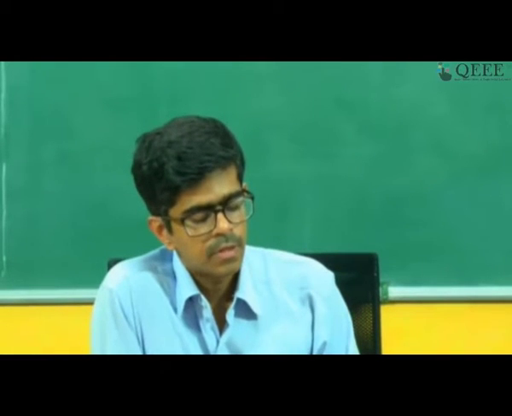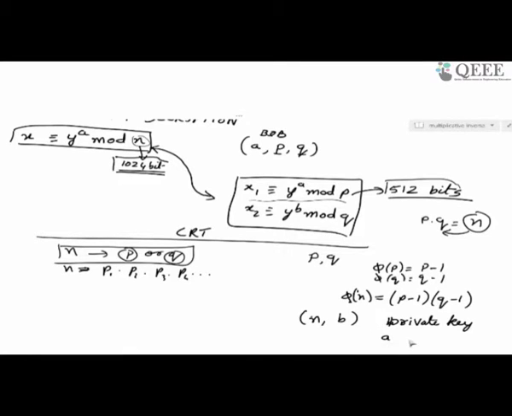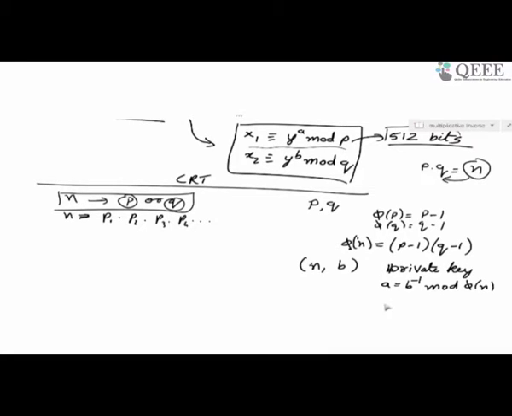Now he knows the public key part, which is n comma B, and he also knows that the private key is A, which is equal to B inverse mod phi of n. In other words, as we have seen earlier, A times B is congruent to 1 mod phi of n.